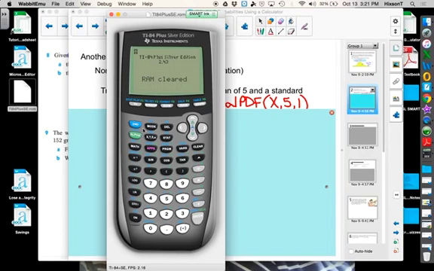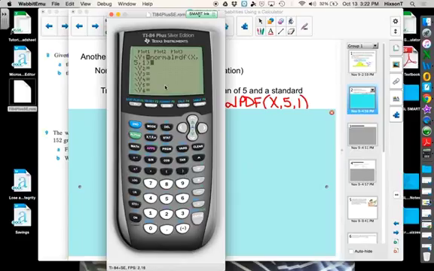So here we have it. We're going to go second distribution. The normal PDF is the first one here. We're going to put that in for Y1. Then again, X, comma, 5, comma, 1, close your parentheses.